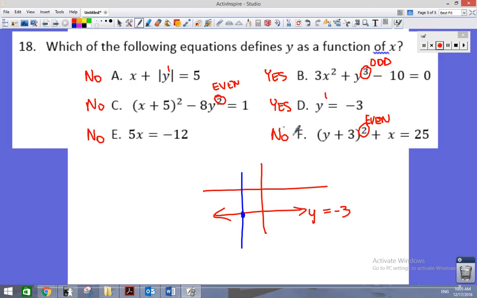So of these 6, the only 2 that were functions were b and d. The rest were not. And we didn't really have to spend a lot of time. It's focusing on the y variable, and does it have absolute value symbols, or is the exponent on y even or odd? That's enough for us to determine yes or no whether it's a function.